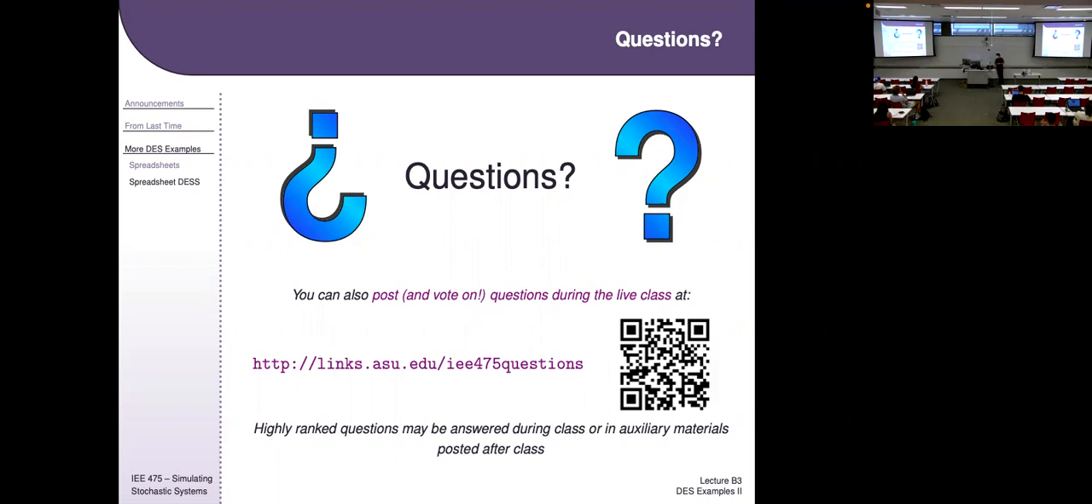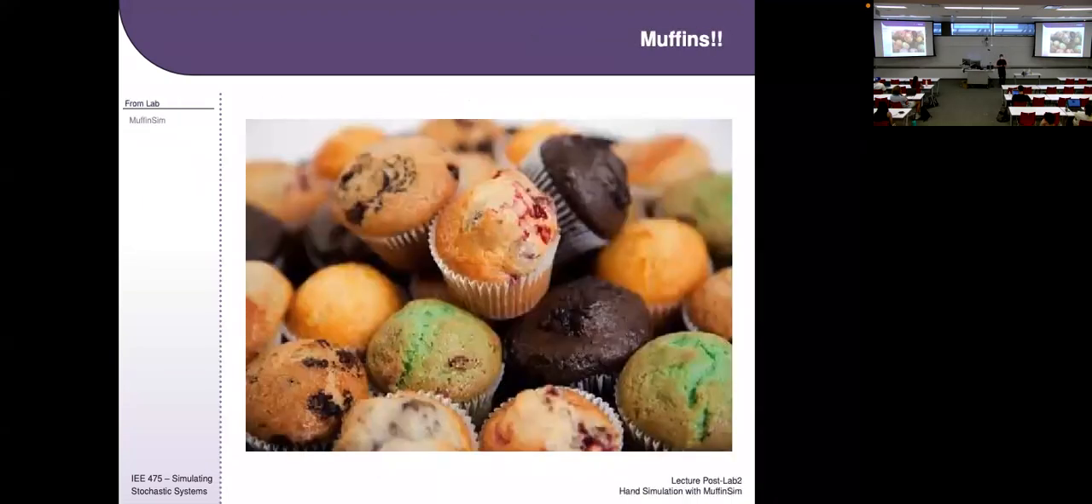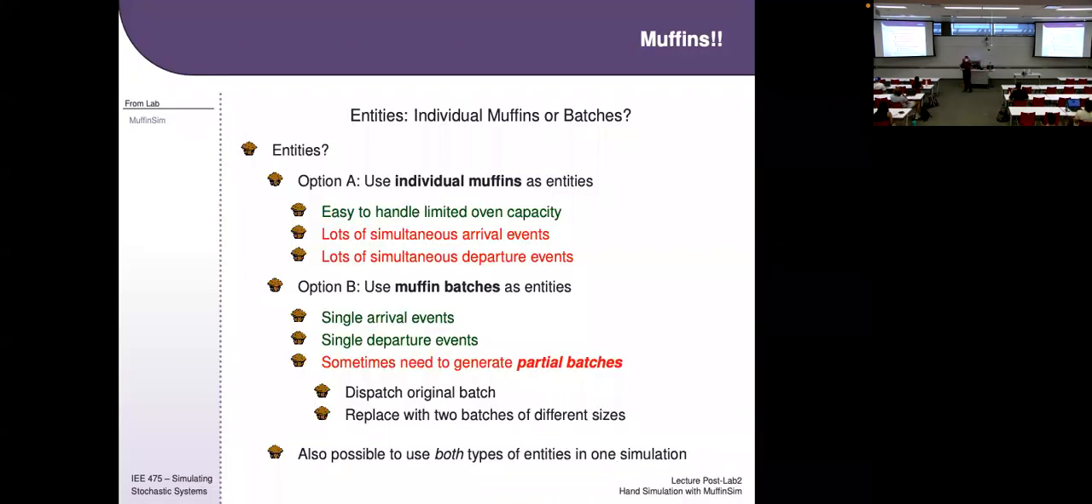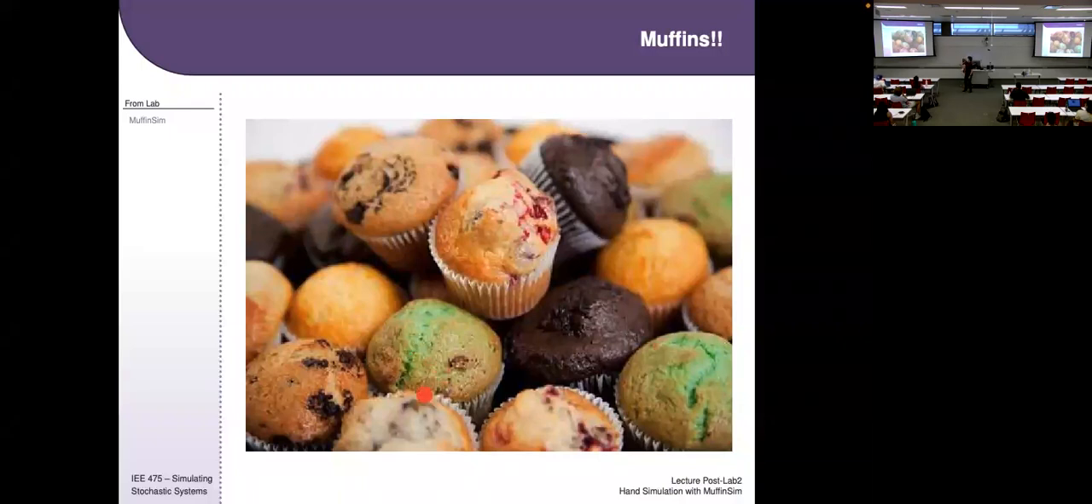Questions online? Okay. All right, so the lab that you did, Lab 2, the Muffin Sim. This was, of course, a simulation where you had muffins arriving to an oven, and you had to decide whether to put the muffins in immediately or wait for a large batch of muffins. So that was the fundamental problem there.